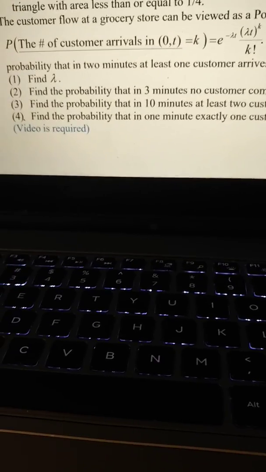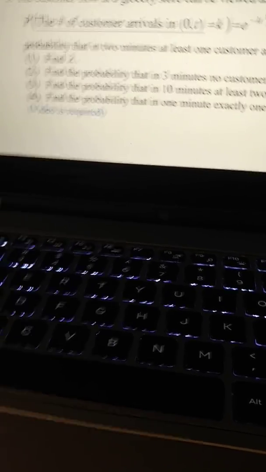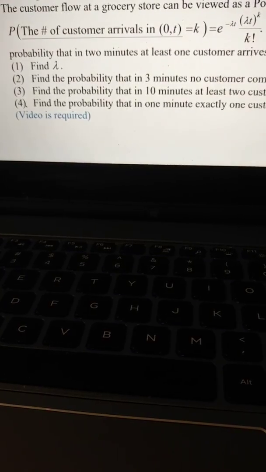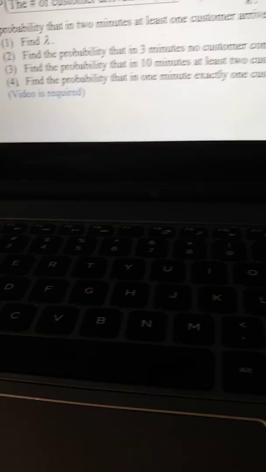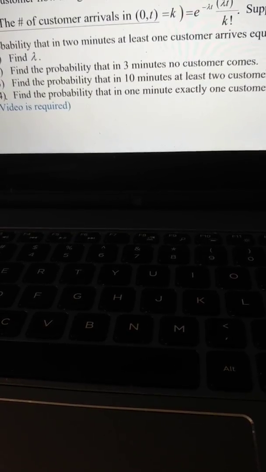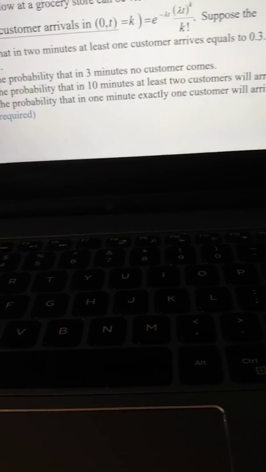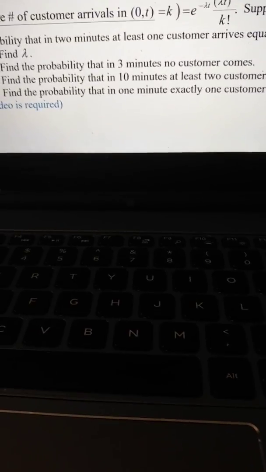So suppose the probability that in 2 minutes at least one customer arrives equals 0.3. So we have parts 1 to 4, A to D as I numbered them. So the first part is to find lambda, and then we have basically different asks. So first, the probability that in 3 minutes no customer comes, the probability that in 10 minutes at least 2 customers come, and the probability that in 1 minute exactly 1 customer will arrive.